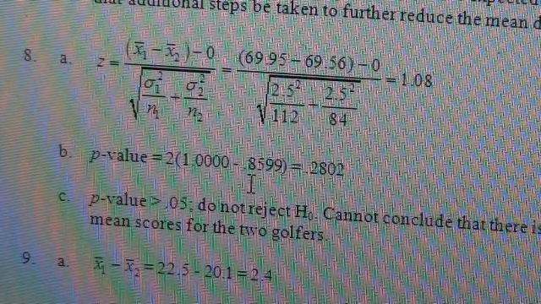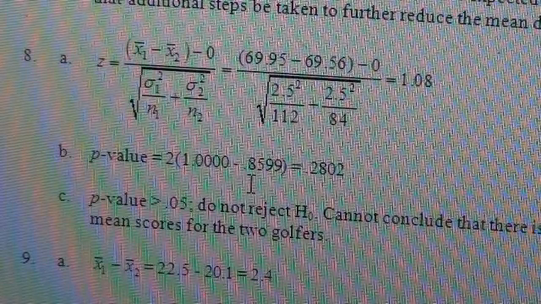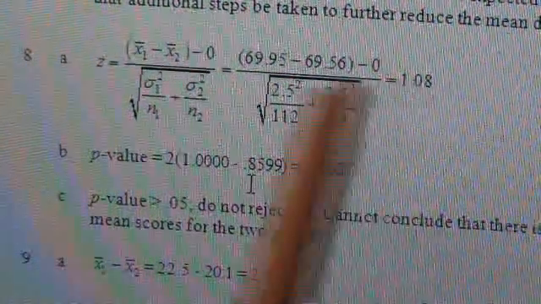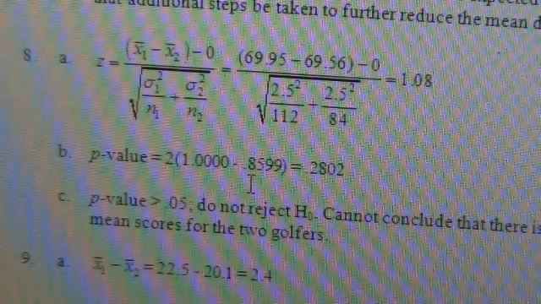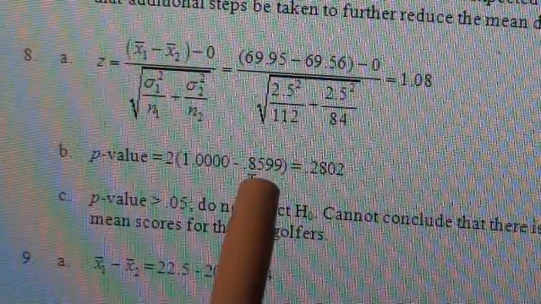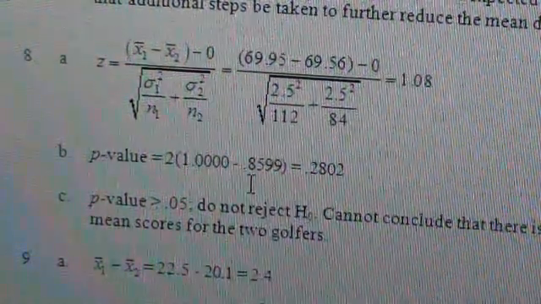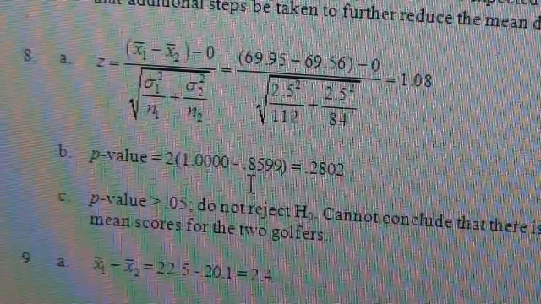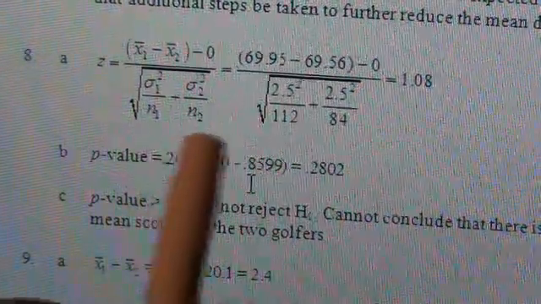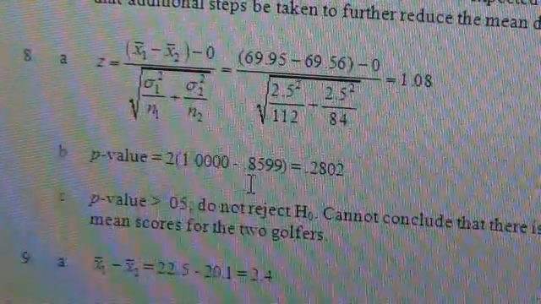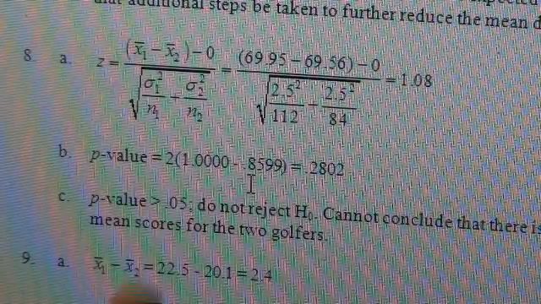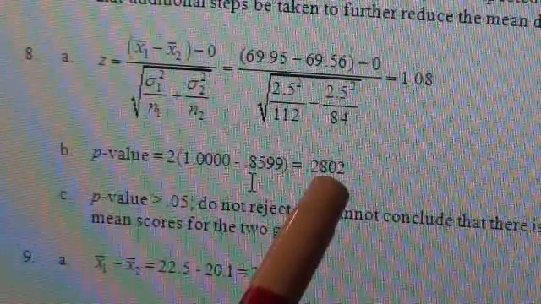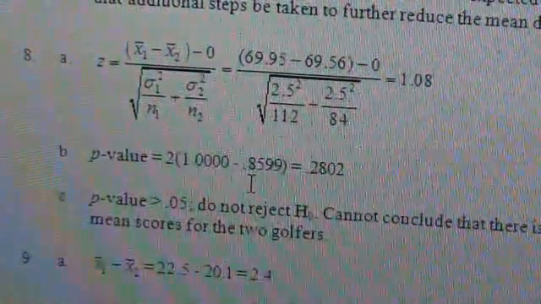Part B says, what is the p-value? So we want to go and look up this z-value in our z-table. And when you look up 1.08 in the z-table, you get a value of 0.8599. Okay? And remember, if it's a greater than, you have to say 1 minus that to get the little tail. So we're going to say 1 minus that to get our little tail area. Okay? And then because it's a two-tail test, because it's equal to, we're going to say 2 times that to come up with a p-value of 0.2802.